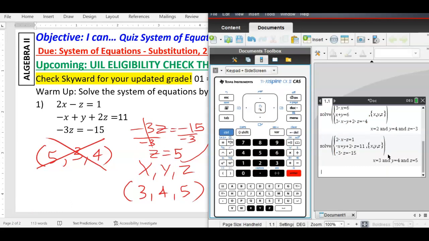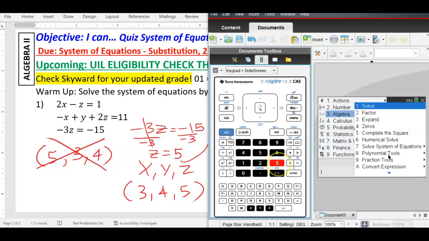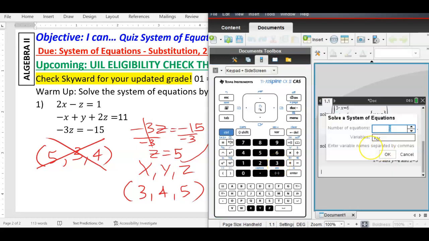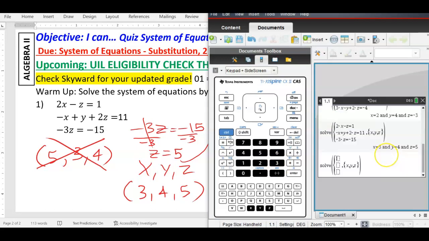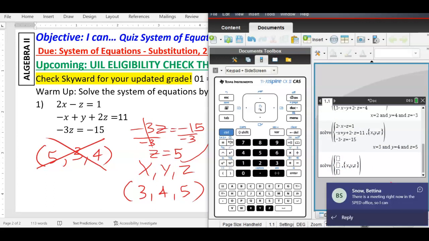Reminder, how can you check your work in the calculator? Okay, if you press menu 3, you press 2, and make sure you click 2 or 3 equations based on what it is, and you type them into these blanks. And you can see I have it already up there, but that was the warm-up. Okay, here we go.